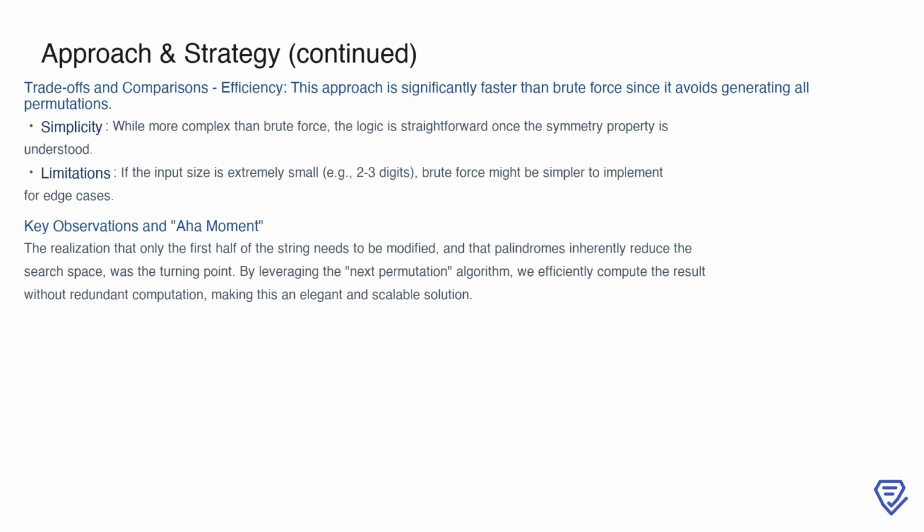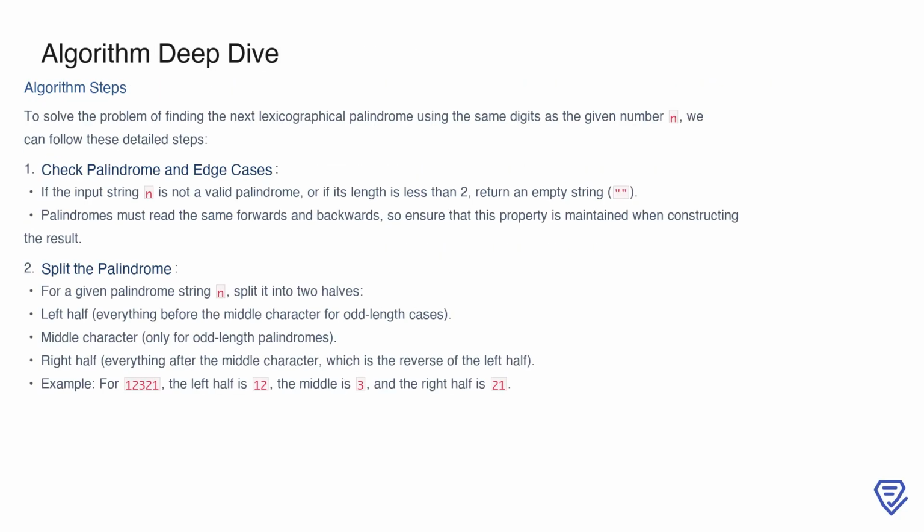To tackle the problem of finding the next palindrome using the same digits as the given number, we start with 2 primary tasks. First, we need to verify if the input number is already a valid palindrome. A palindrome reads the same forwards and backwards, so if this property isn't maintained, we simply return an empty string since no solution exists. Additionally, we handle edge cases, such as when the input is too short to form a meaningful palindrome, like a single-digit number.